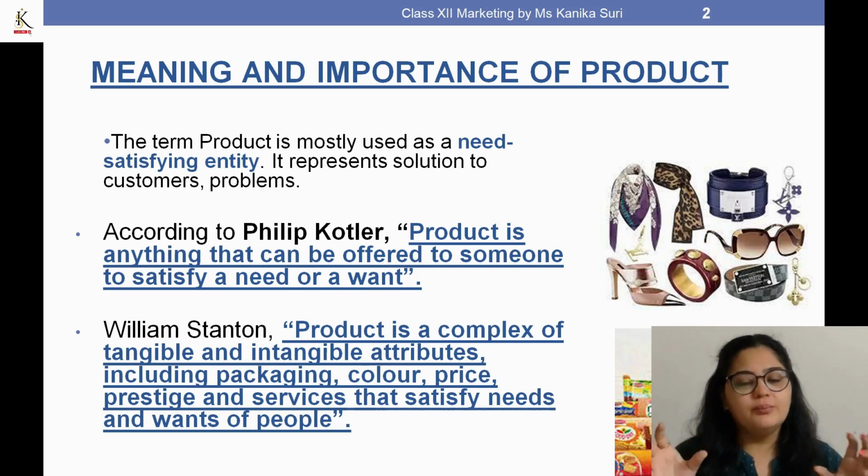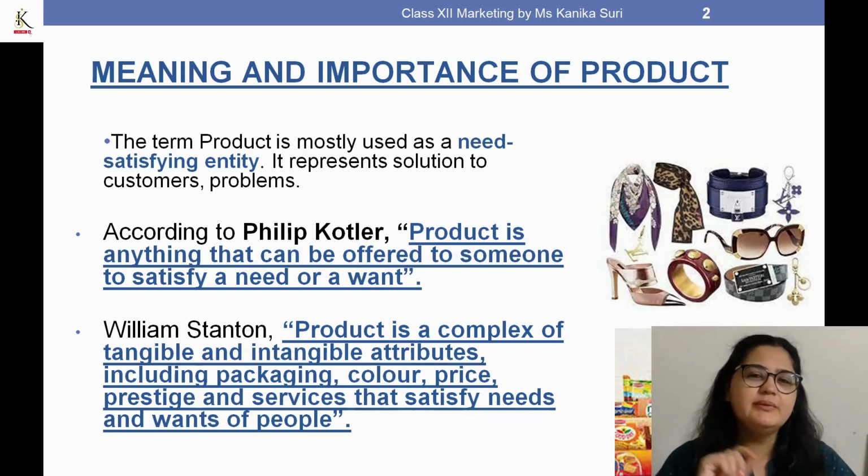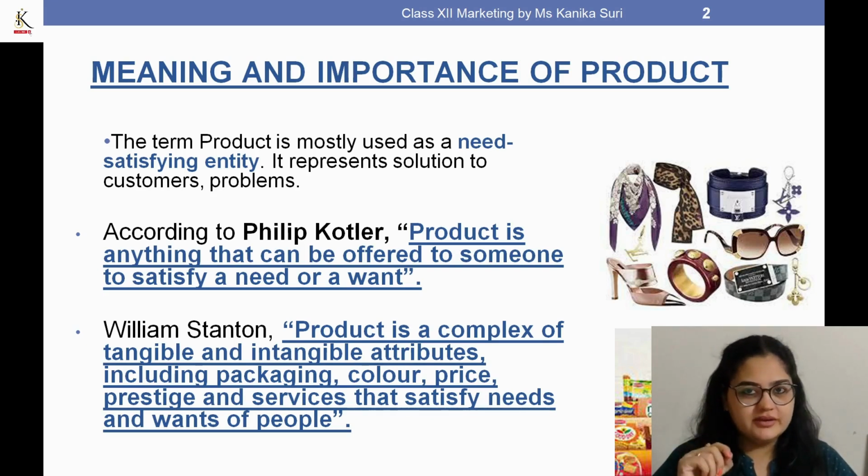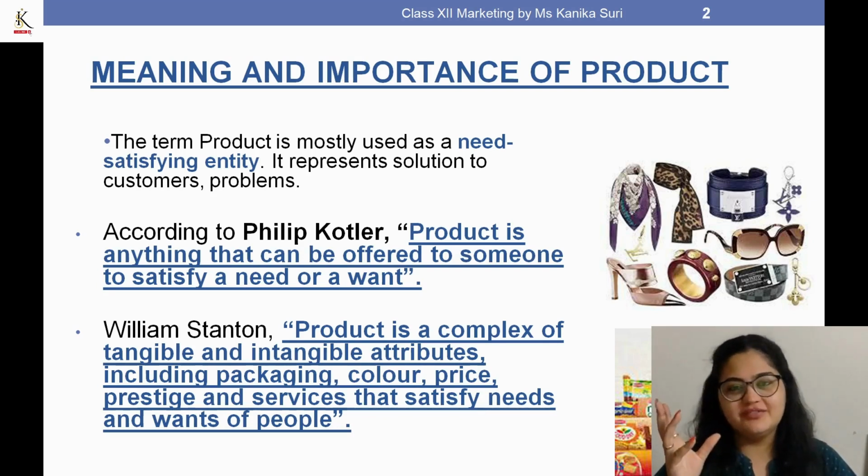So product is a complex or mixture of tangible and intangible attributes. Attributes meaning characteristics, including packaging, color, price, prestige, and services that satisfy needs and wants of the people. So this is a little bit complex definition, a little bit difficult definition, but it also gives a lot of meaning. So if you understand both of the definitions, you can quote either of the definitions, right?